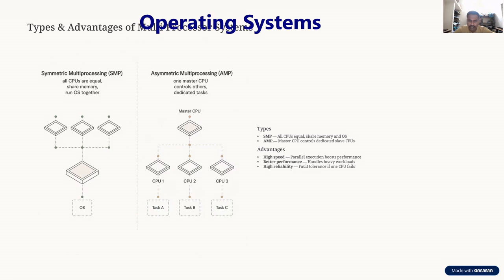Finally, we conclude that the operating system is essential for the functioning of a computer. Single process systems are suitable for simple tasks, while multiprocessor systems are used for high performance tasks. Overall, the operating system makes the computer usable, efficient, and powerful.